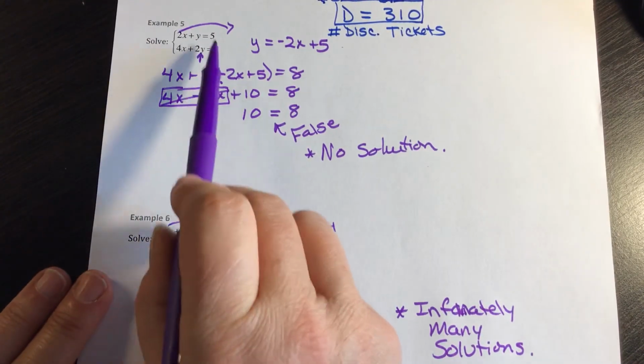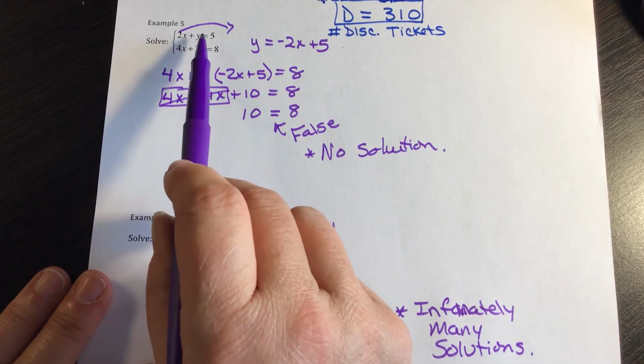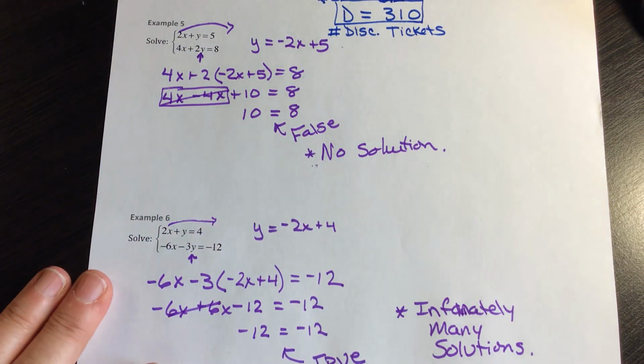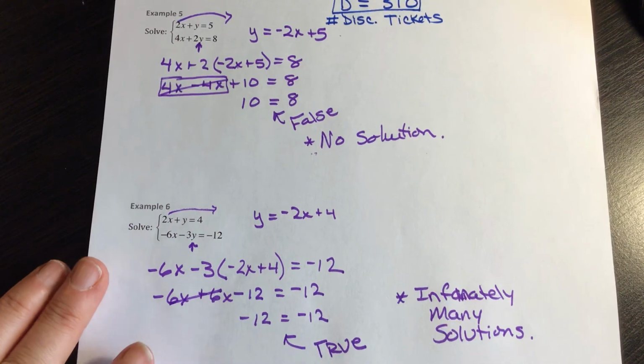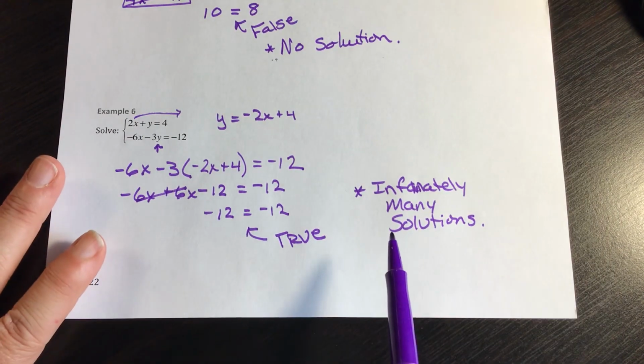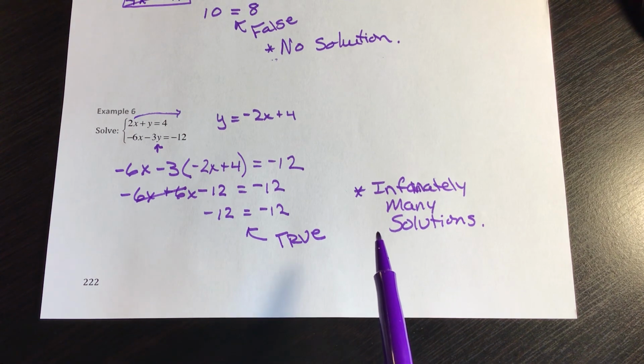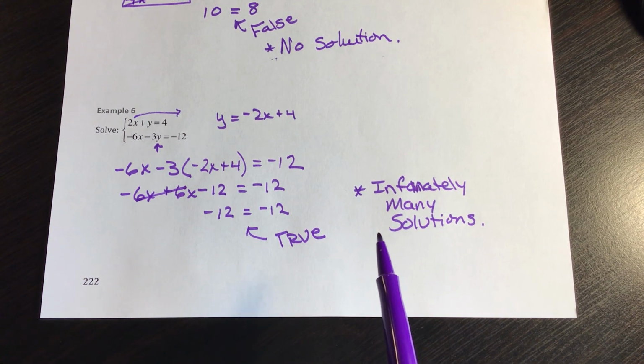In example 5, if I were to graph these two lines, they would be parallel, they don't intersect, and they don't have a solution. All right, so we're going to stop there for right now, and we'll pick it up next time with looking at systems of equations with 3 variables.